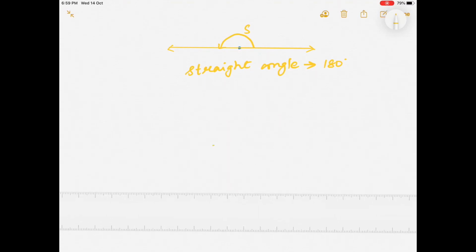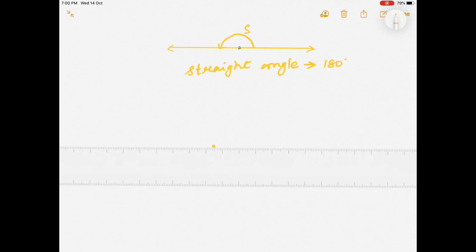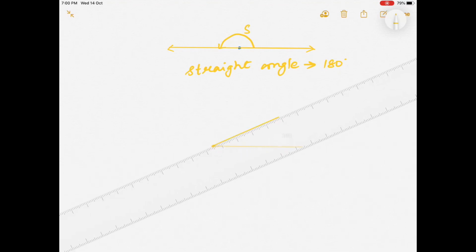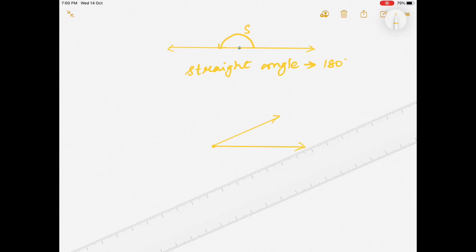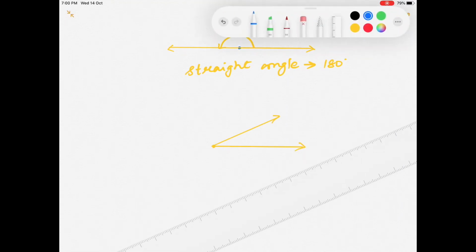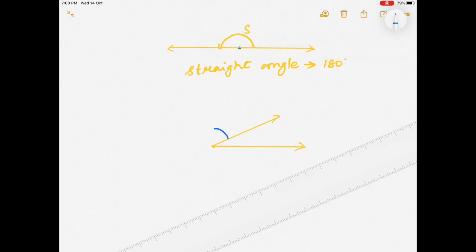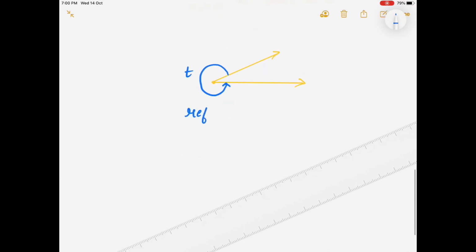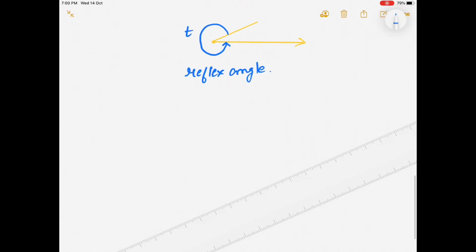Now let's take another originating point, and an arm is originating from this point like this, and another arm is originating from this point like this. So now what type of angle is this? Let's take this angle as T. This angle will be called as reflex angle. What is the measurement of this angle? This angle will be greater than 180 degree and less than 360 degree.